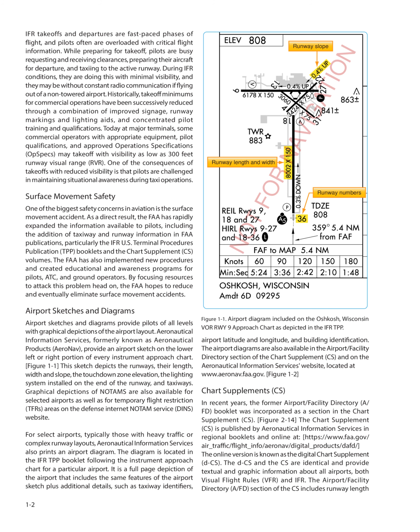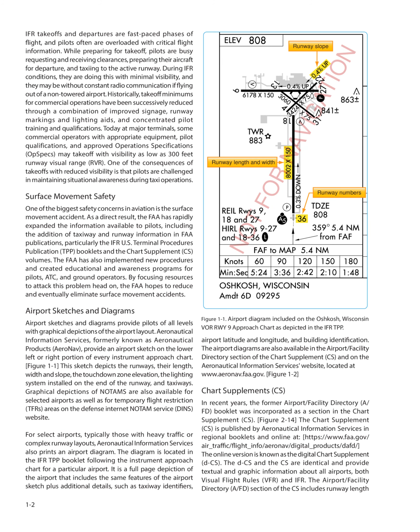Figure 1.1. This sketch depicts the runways, their length, width and slope, the touchdown zone elevation, the lighting system installed on the end of the runway, and taxiways. Graphical depictions of NOTAMs are also available for selected airports as well as for temporary flight restriction, TFR, areas on the Defense Internet NOTAM Service, DINS, website.